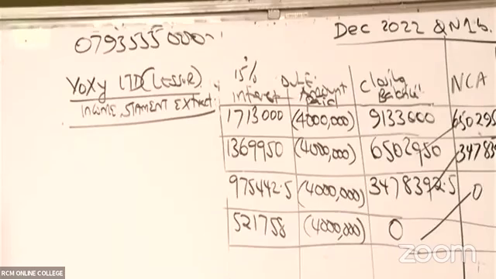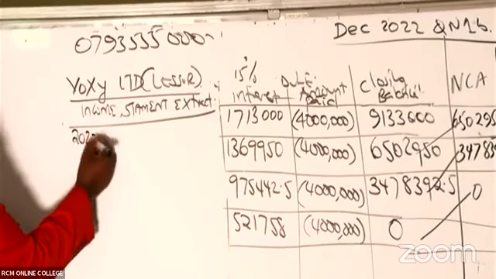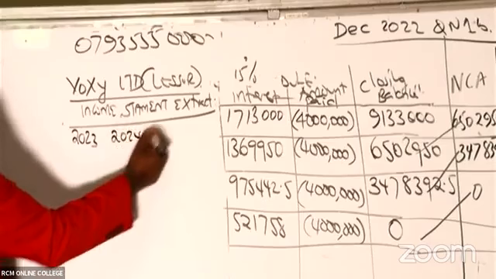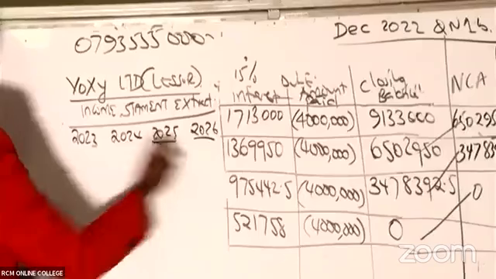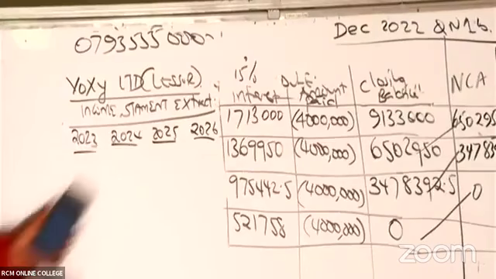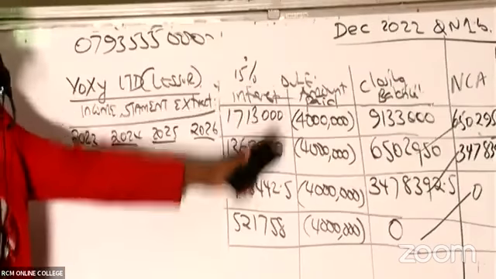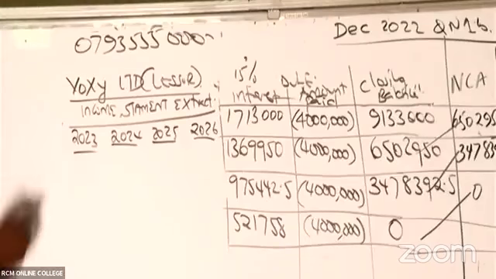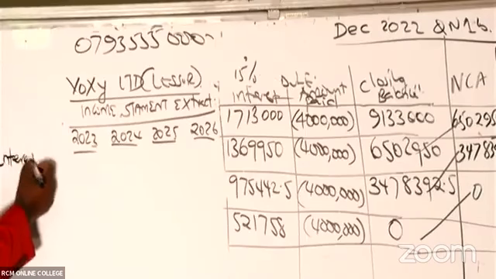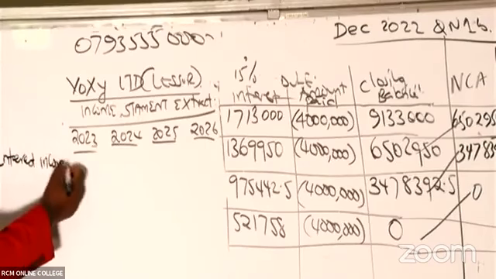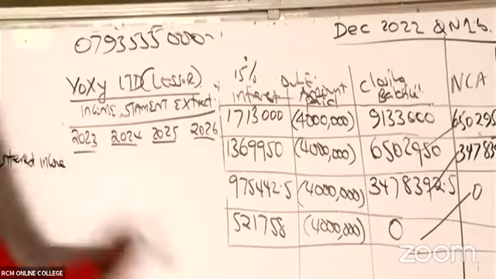We are just extracting sections of the same. So remember our years, we have 2023, 2024, 2025, 2026, like that. Of course, Voxy will call this one interest income. So we'll come and call this interest income. And then you copy everything that you have here under interest.